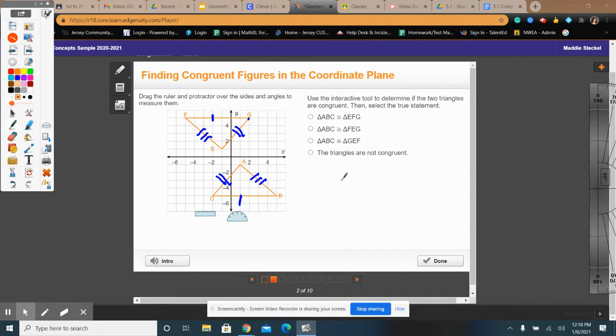And we've got to figure out what the statement is. So they named the first one ABC. So what does A match up with? Well, A is between the 2 and the 3. Which one is between the 2 and the 3 here? That's going to go with E. So it's the one that has E first, and then we don't even need to check the rest because we got one. That's all you're going to need.